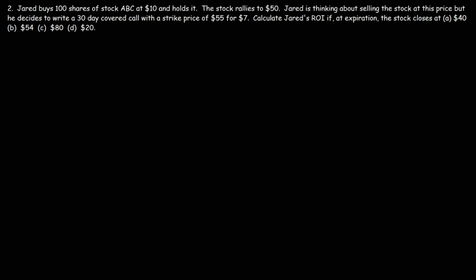Number 2. Jared buys 100 shares of stock ABC at $10 and holds it. The stock rallies to $50. Now Jared is thinking about selling the stock at this price, but instead he decides to write a 30-day covered call with a strike price of $55 for $7. Calculate Jared's ROI if at expiration the stock closes at the following values. So let's start with 40.